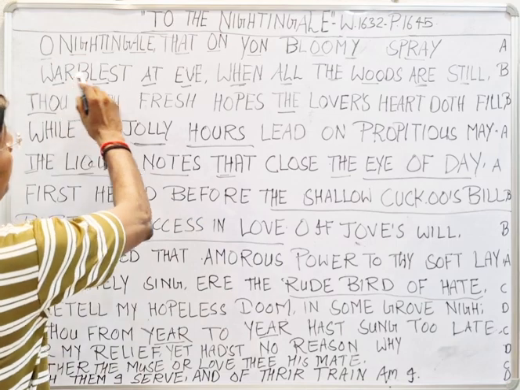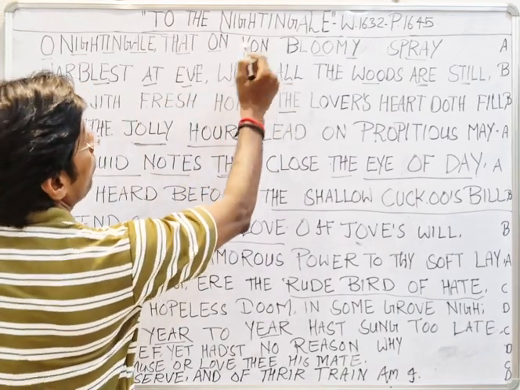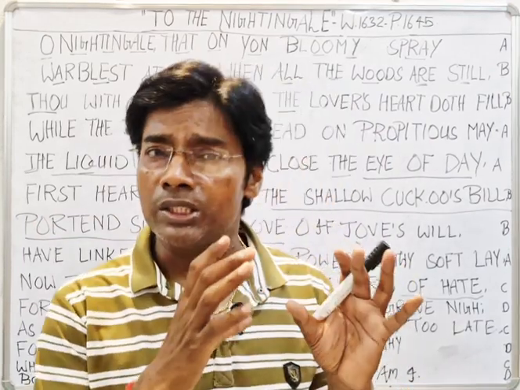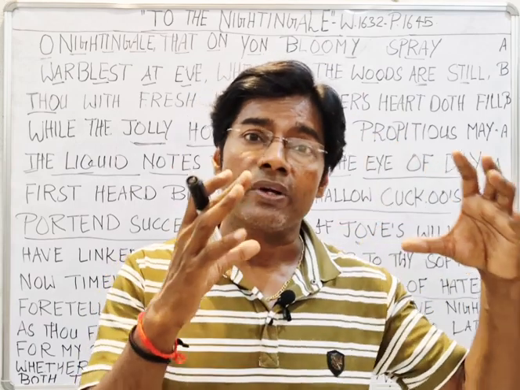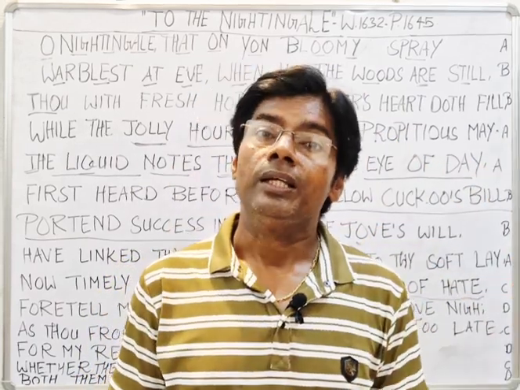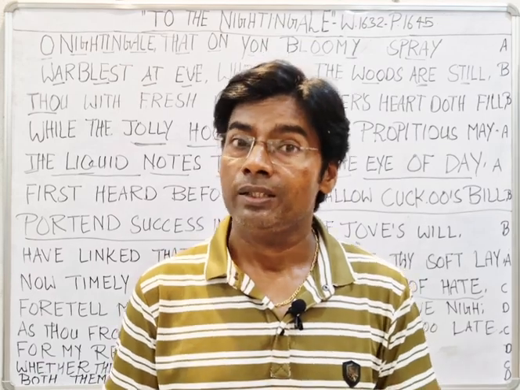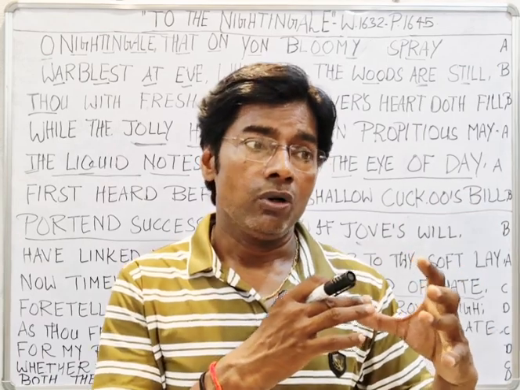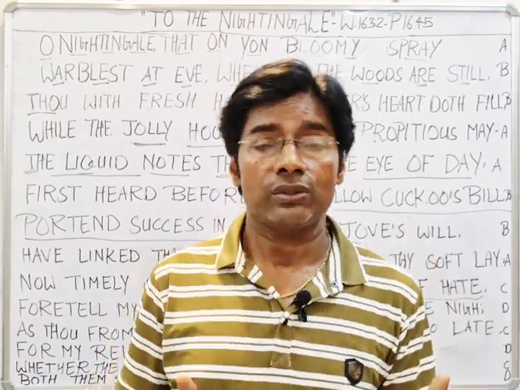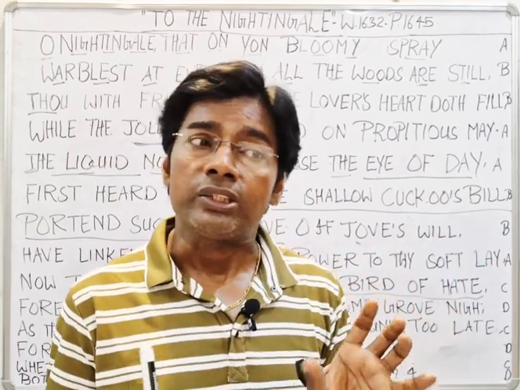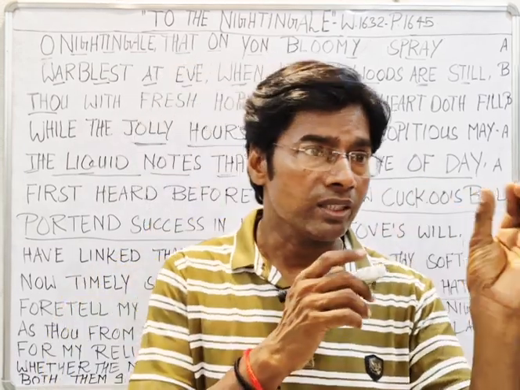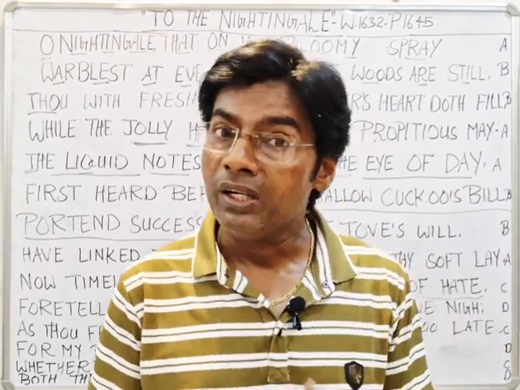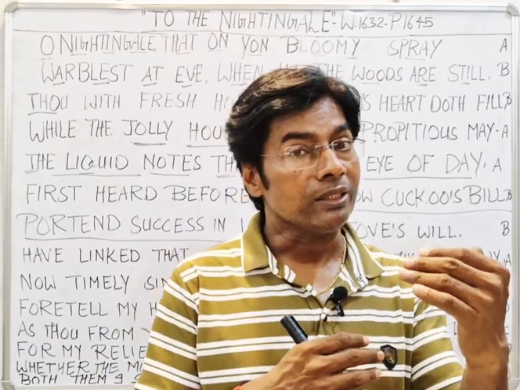So he says, O nightingale that on yon bloomy spray. He talks about the lush green leaves on the branches of the trees in the spring and summer season. And from those lush green leaves stuck on the branches of the trees, somewhere the nightingale is sitting and warbling, singing, particularly singing.